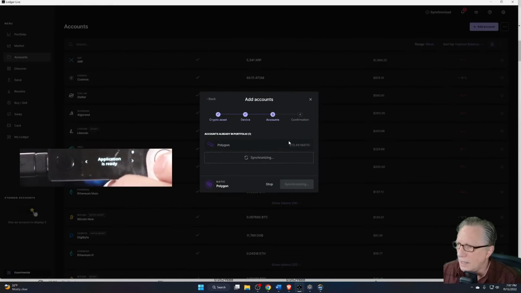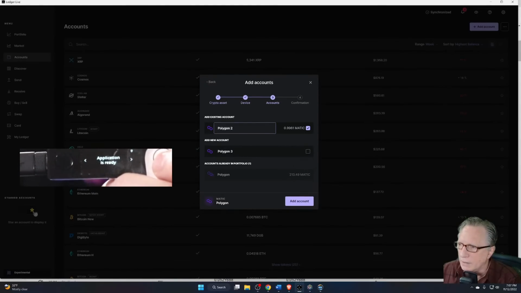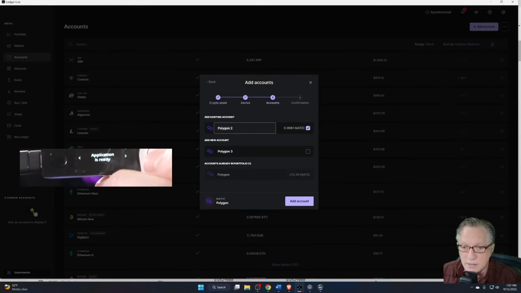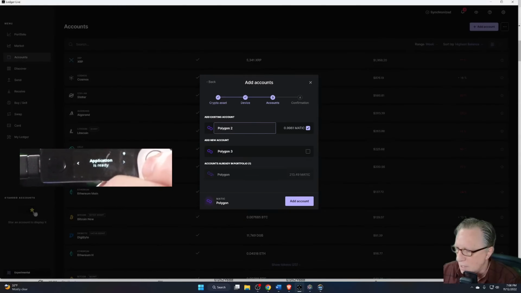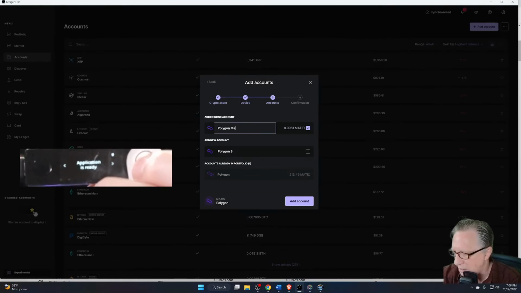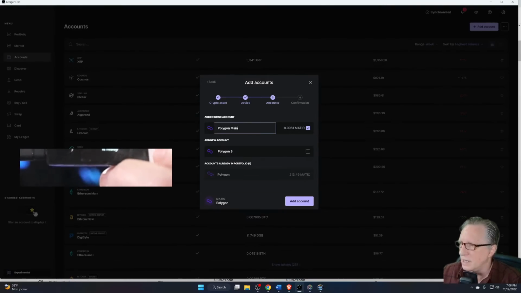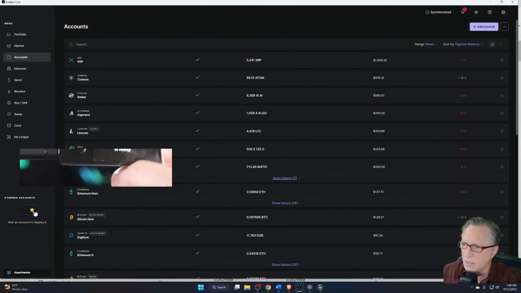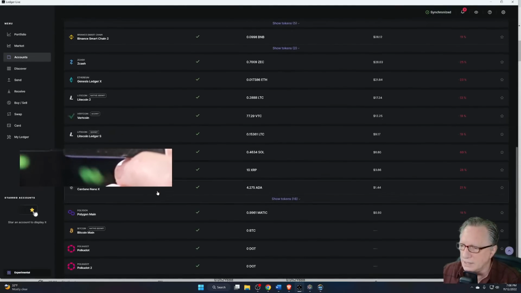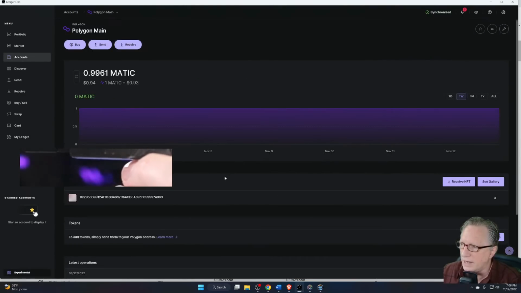All right. It sees the one that's already there. And then there is another one that is already on the wallet that I've already used. It's called Polygon 2. I'm going to call this one Polygon Main because it corresponds to my Ethereum wallet, if I'm not mistaken. Actually, I have two Ethereum wallets. Let's try to stay up, guys. I know it's getting out of hand here.